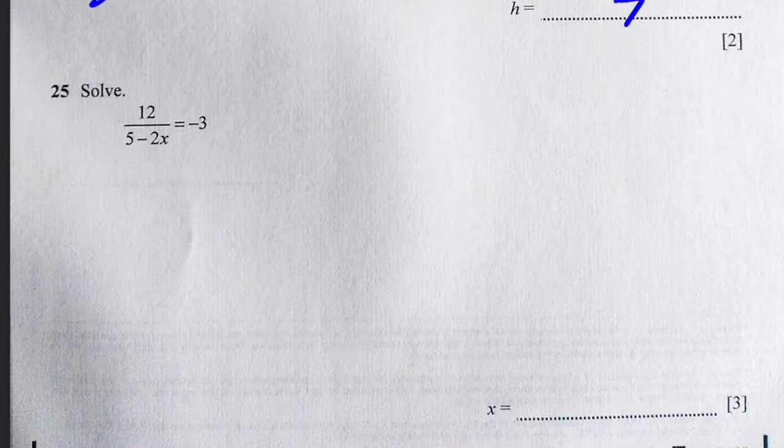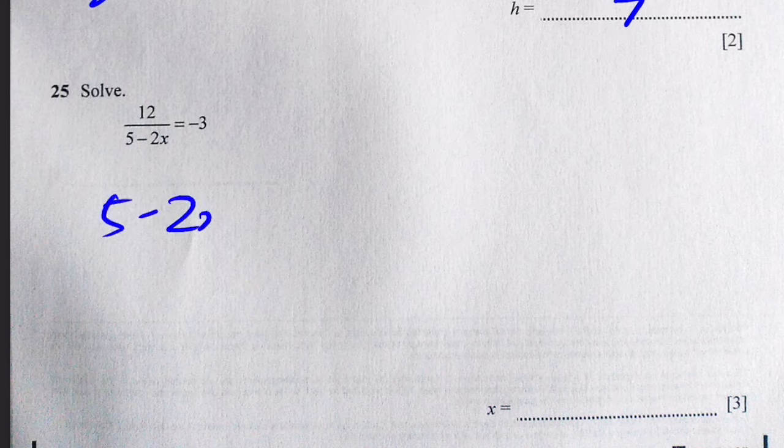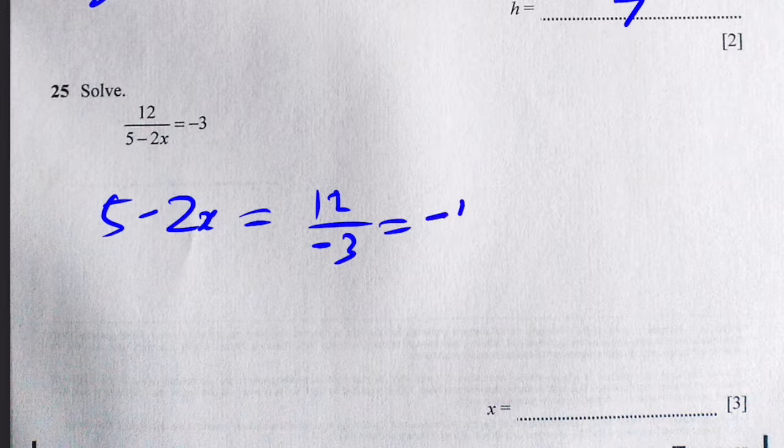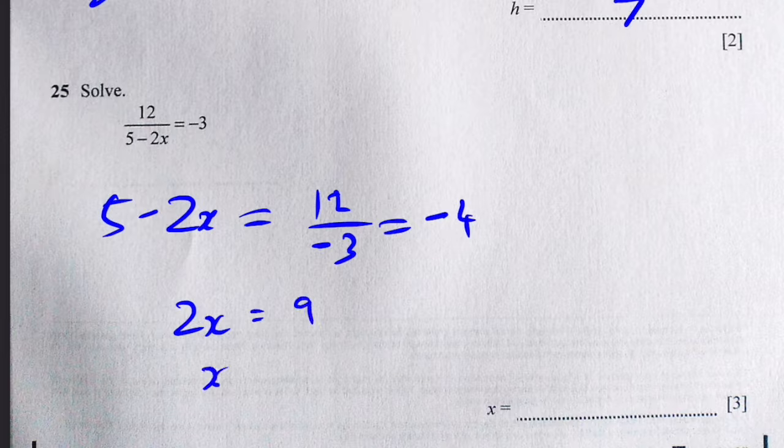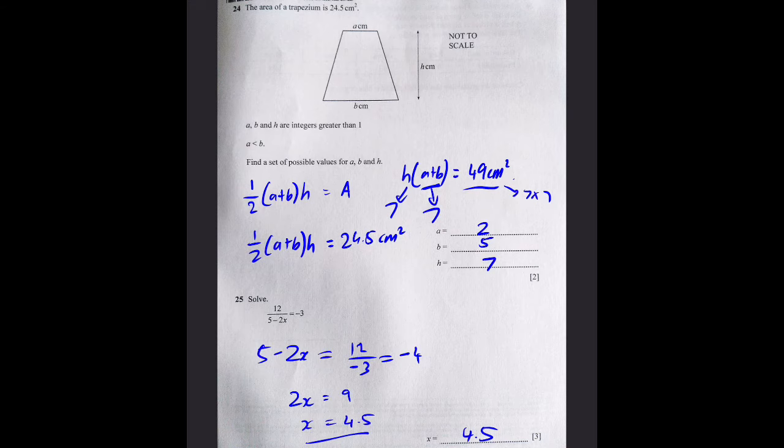Solve 12 by 5 minus 2x is equal to minus 3. That means 5 minus 2x equals 12 by minus 3, which is equal to minus 4. That means 2x is equal to 9 and x is equal to 4.5. That's our answer. Question 26.